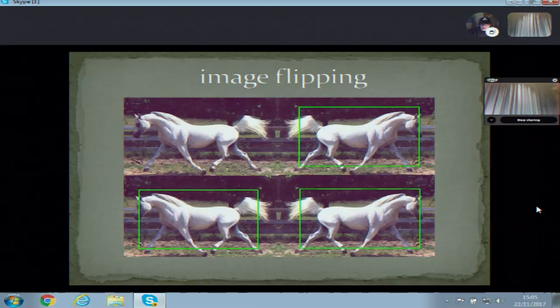Unfortunately, it's not possible. The way that the format for these XML detector files works, you can't simply change a few references in the file and get it to work the other way around. It's so complex in terms of the machine learning process that that's just not possible. So you would have to train it to look at a left-facing horse.